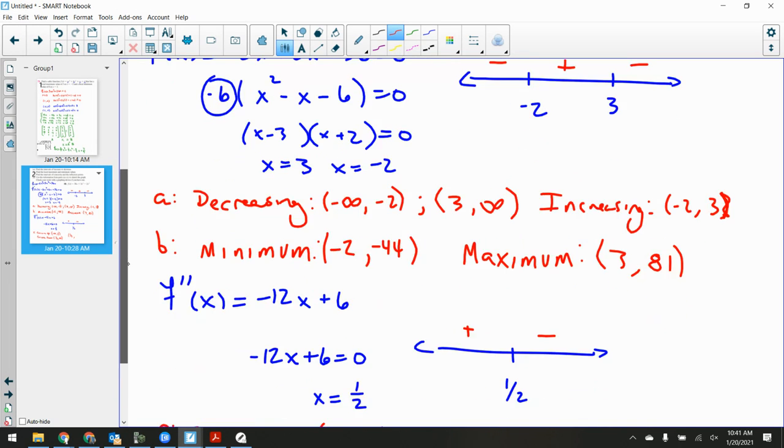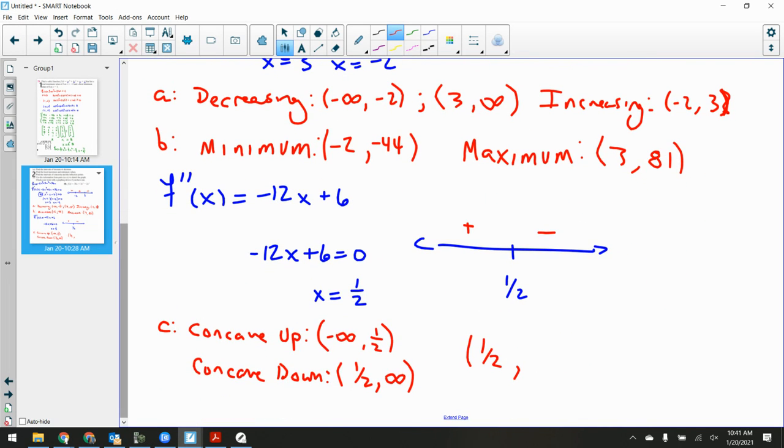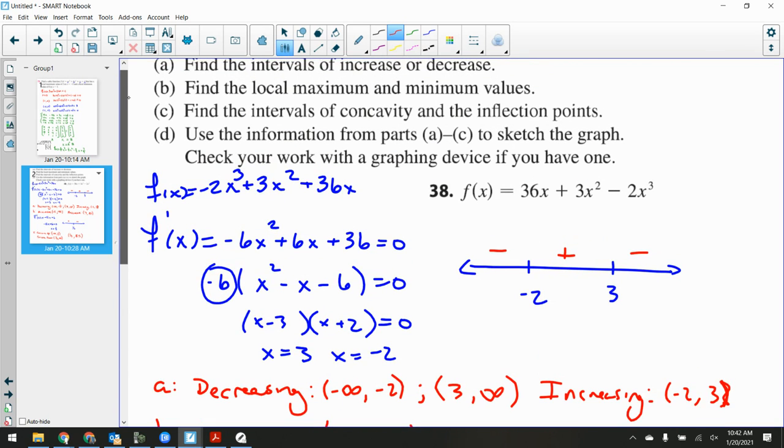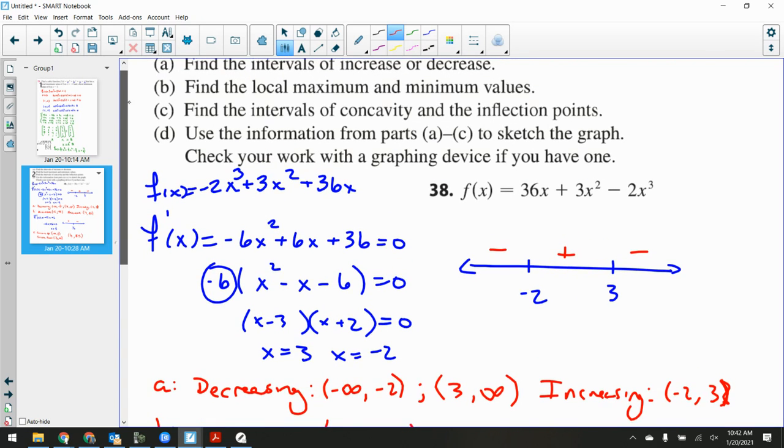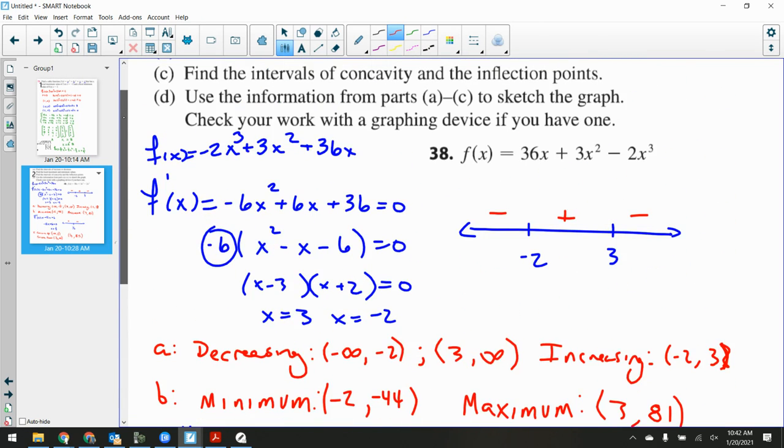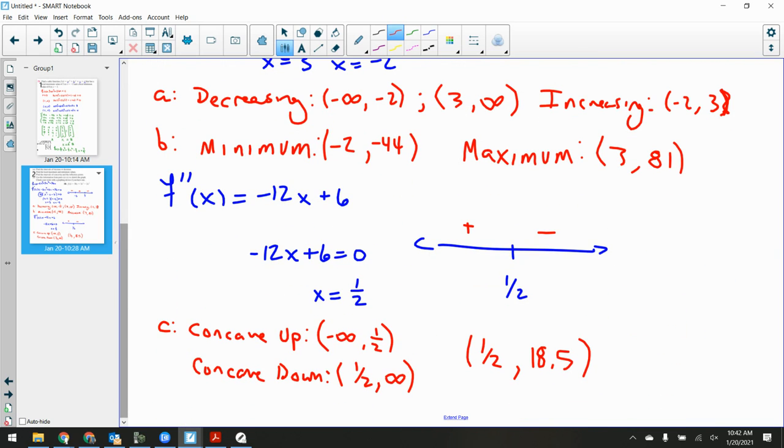18.5. So the inflection point is at 1/2, 18.5. Fraction then a decimal, it's going to be that weird. That's not weird when you have to freehand a graph. You just scale up the y value. Here, watch. So the inflection is at 1/2, 18.5. So now let's sketch it.